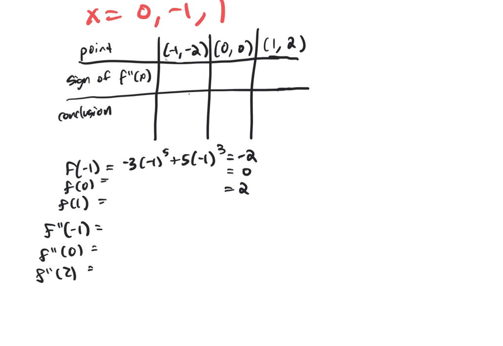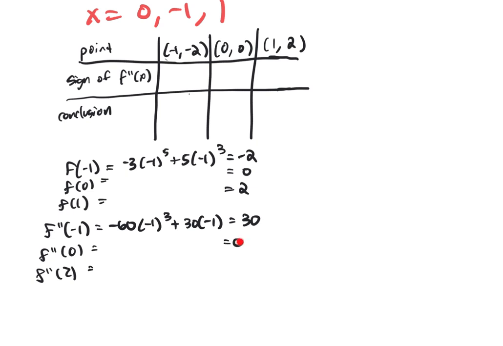So where do we want to plug those into? That would be negative 60. You notice up there, our second derivative, negative 60 x to the third plus 30x. So it's going to be negative 60 times negative 1 to the third plus 30 times negative 1. And there you get 30. Here you're going to get 0.